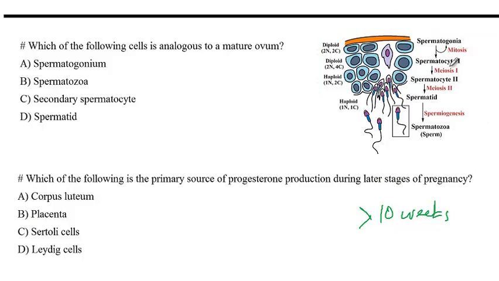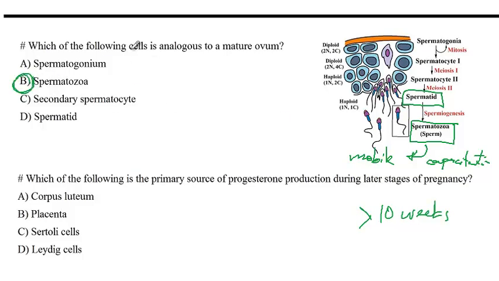We had the spermatogonia stem cells forming a primary spermatocyte, then secondary spermatocytes. Then we make a spermatid, which is still not mature. It has to undergo spermiogenesis in order to form spermatozoa. Later on, spermatozoa will undergo capacitation, which makes it mobile. So there are multiple stages in order to have a mobile functional sperm. And so the answer here is spermatozoa is analogous to a mature ovum.